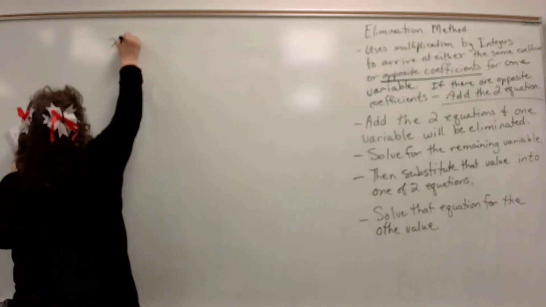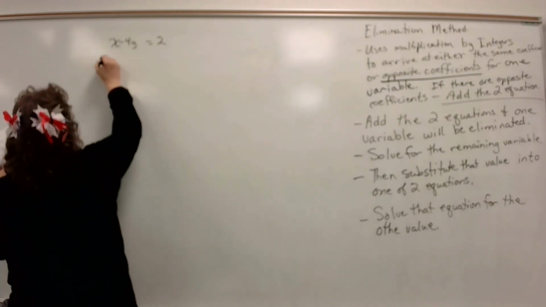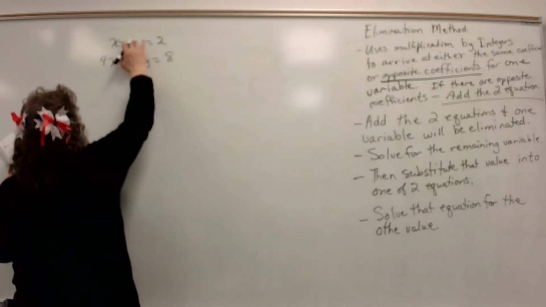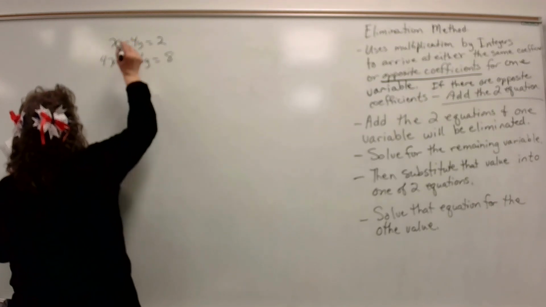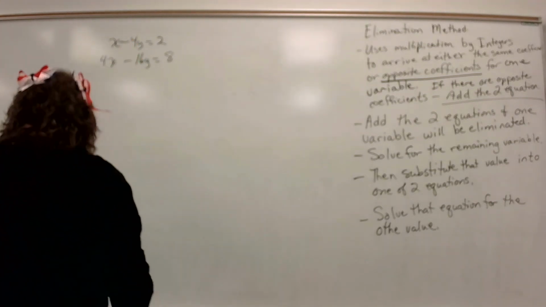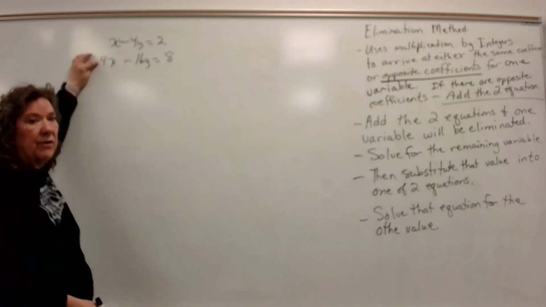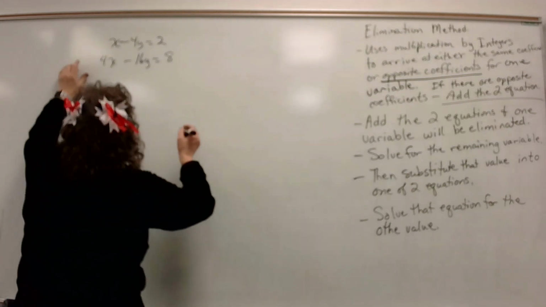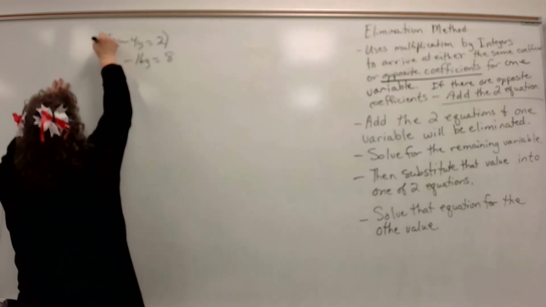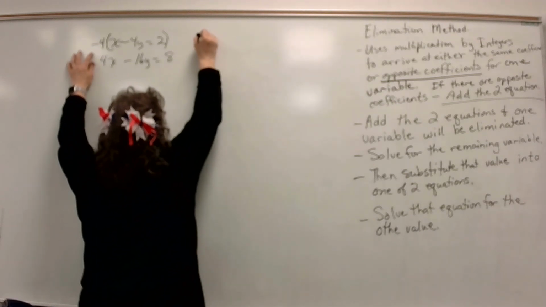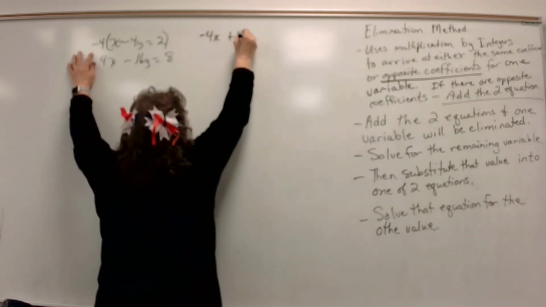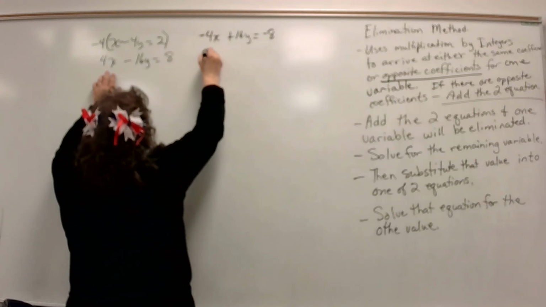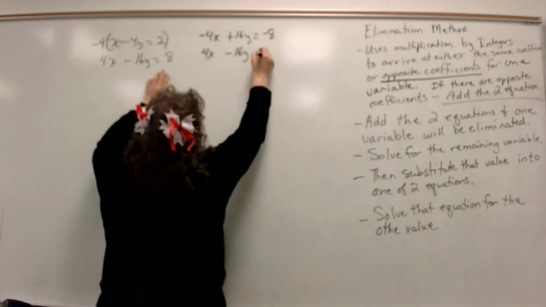We have x minus 4y is equal to 2, and 4x minus 16y is equal to 8. Okay? Now, notice that I have a 4 here, and up here, if I multiply by a negative 4, they'll be opposites of each other. So we're going to multiply this entire equation by a negative 4, which is going to give me negative 4x plus 16y is equal to negative 8. And now this one is 4x minus 16y is equal to 8.